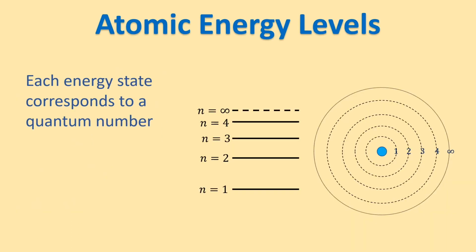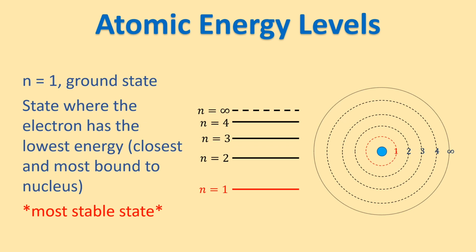Now, because there's only certain energy levels or orbitals that an electron can have in a given atom, each orbital is assigned a quantum number n, which represents the different energy levels that an electron can have. Because there's only certain values of this energy level, n has to be an integer.